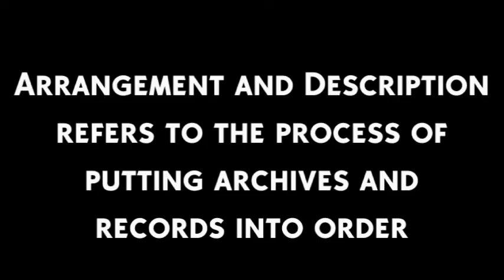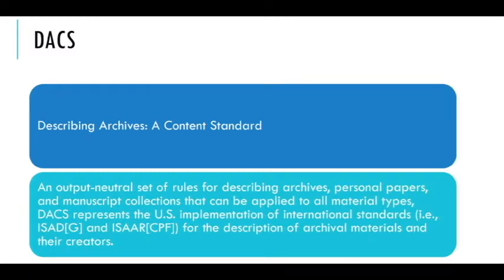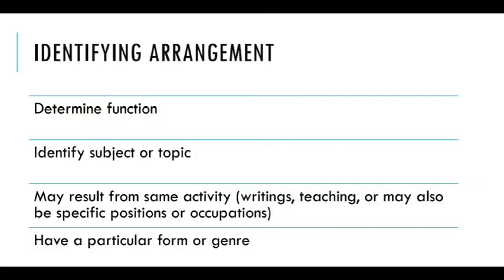Next is the arrangement and description. It refers to the process of putting archives and records into order. So, arrangement and description, those are essential processes that an archivist should do, organizing and putting it back where it should be. Next is DACS, which is Describing Archives: A Content Standard. Those are the standards for archivists, which I'm not going to show you, but I'll show you in the provided picture for you to understand. And of course, arrangement is important for libraries, and of course archivists as well. It refers to identifying a subject or topic. So that is arrangement.